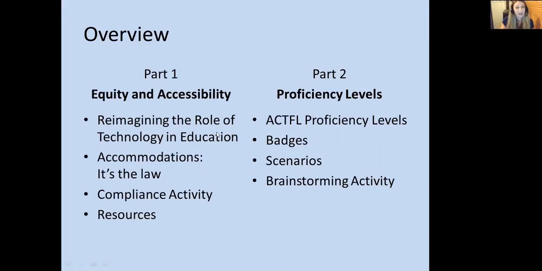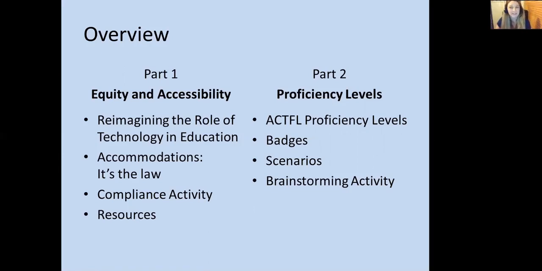We're going to be talking about equity and accessibility. Also, we'll just touch on accommodations. It is the law, so again, we want to be in compliance with the law and make sure that our virtual classrooms are accessible to all learners. And then part two, we'll talk about differentiating instruction according to proficiency levels in our classroom.